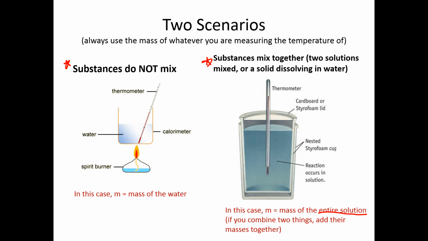So rule of thumb: you should always be using the mass of whatever you're taking the temperature of. In the example on the left, you're taking the temperature of just the water, so you should use the mass of the water alone. In the scenario on the right, you're taking the temperature of the whole solution that's all mixed together, so you should use the mass of the entire solution. So you might be adding together some masses over here. You might also be using density and a volume reading to determine the mass of your solution.